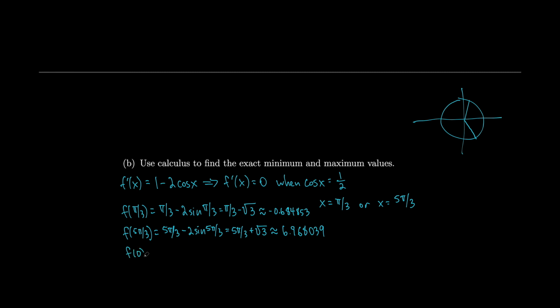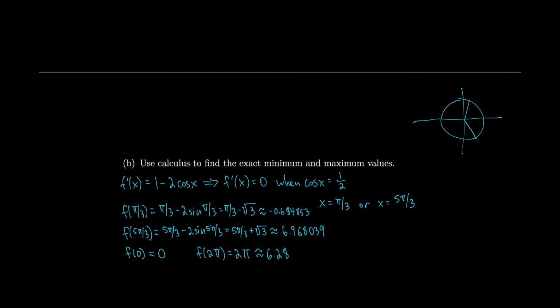Remember, we also have to check our endpoints. Our maximum or minimum value is guaranteed to exist by the extreme value theorem, but it's not guaranteed to exist when the derivative is 0. It could be at one of the endpoints of our closed interval. So it could be at 0, and it could also be at 2 pi. So at 2 pi, this thing equals 2 pi, which is about 6.28.